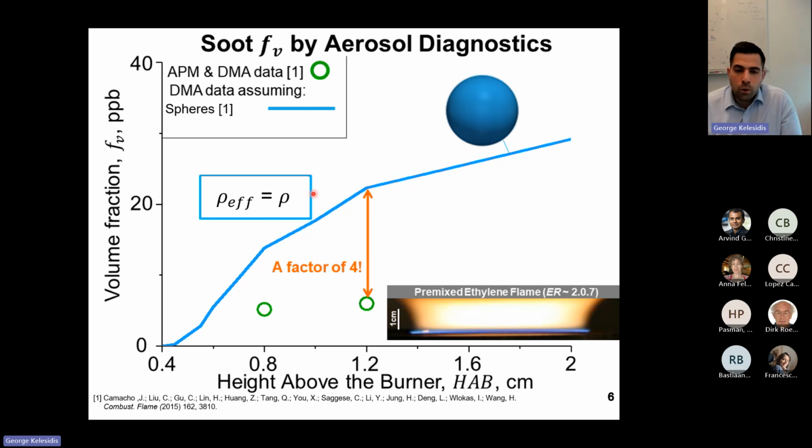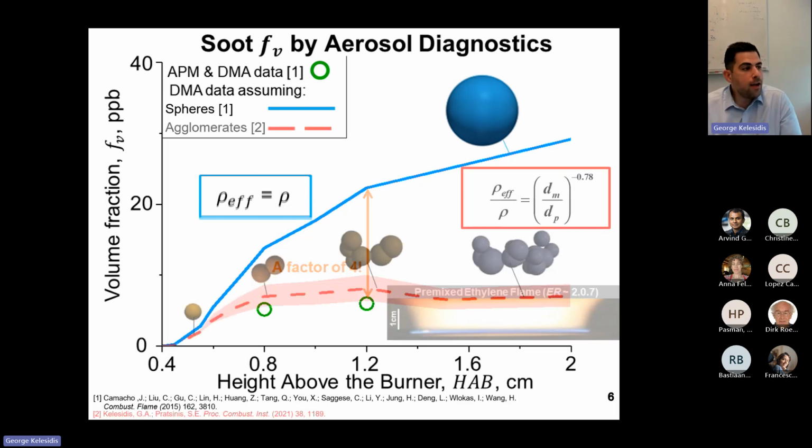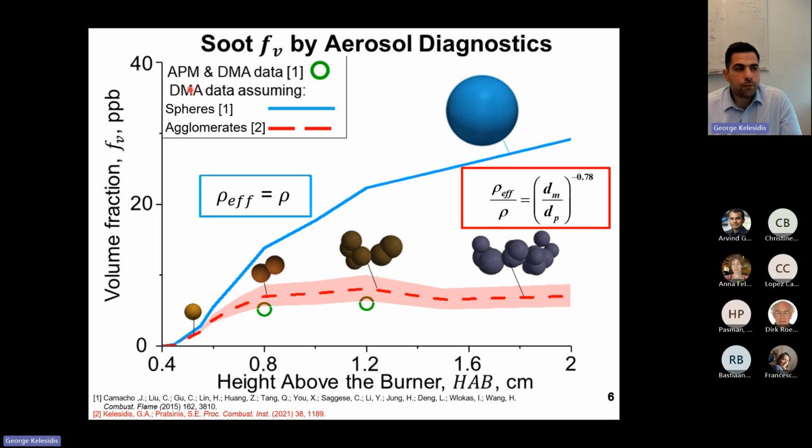So in order to address this issue, we also obtained the soot volume fraction using the same mobility size distribution data from this differential mobility analyzer, but this time we used the effective density power law that we derived using our discrete element model. So you can see over here with a broken line, it's the average soot volume fraction that we obtained this way, while the shaded area indicates the statistical variability of this power law.